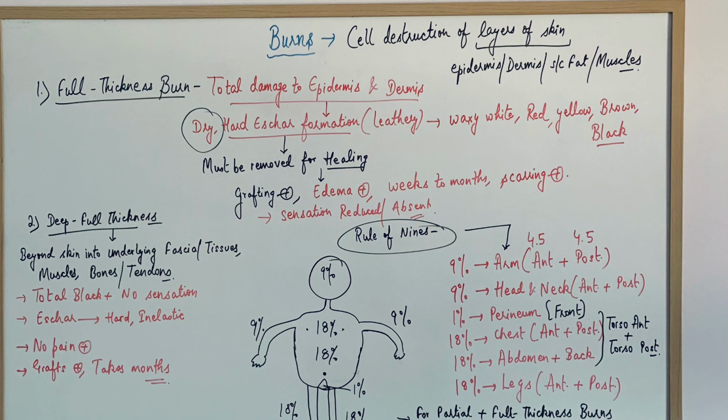Now let's move on to the perineum. The perineum, only the front part, is 1%. And let's move on to the leg. One leg is 18%, so anterior 9% and posterior also 9%. So this is the basic idea behind the rule of nines. By calculating this body surface area, we can calculate the total burned area. This is very basic, and we have to remember which area comprises how much percent.